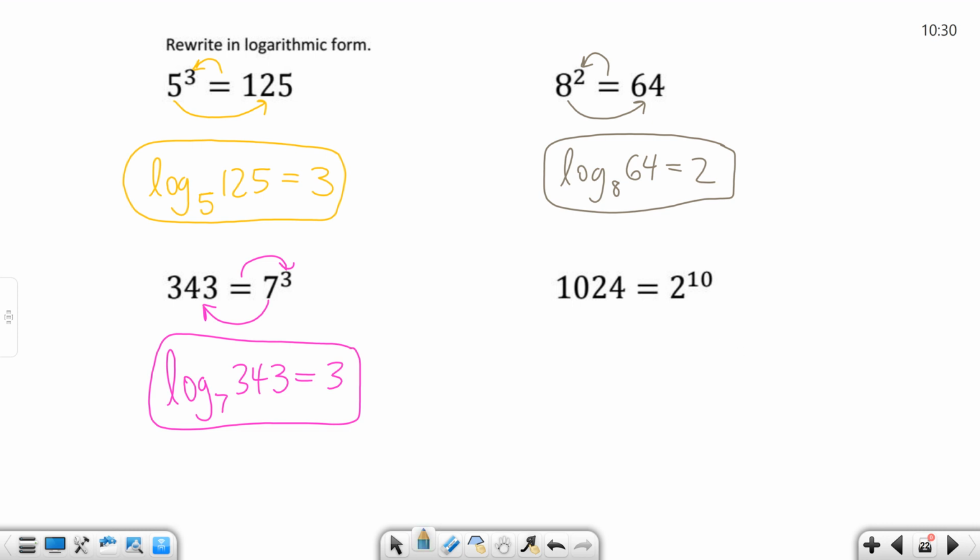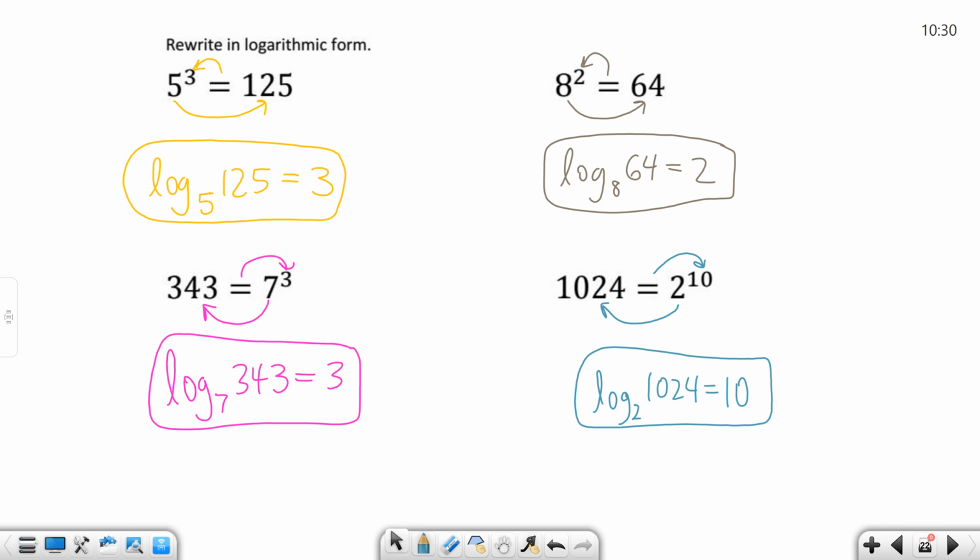And then 1,024 equals 2 to the 10th power. Again, we write down the word log because we're changing to a logarithm. And then we start with the base and we go to the other side. So log base 2 of 1,024 equals what? Equals what's left, which is 10. Okay? Log base 2 of 1,024 equals 10.